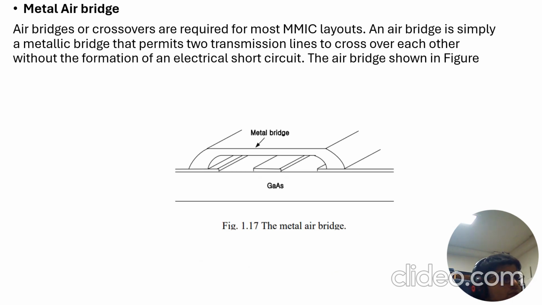Air bridges or crossovers are required for most interconnect layers, and an air bridge is simply a metallic bridge that permits two transverse electrical lines to cross over each other without the formation of an electrical short circuit. The air bridge is shown in the figure. You can see this is the metal bridge and this is the aluminum structure.